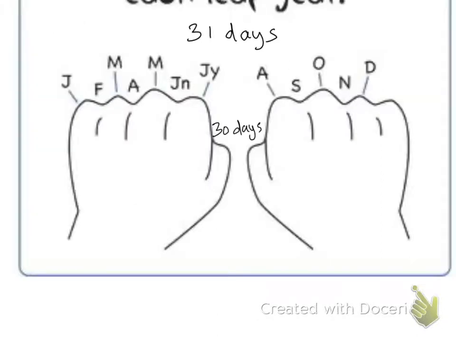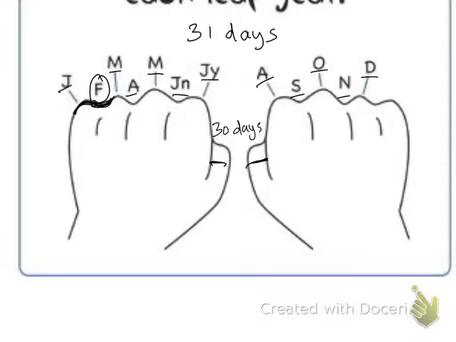Okay, so there's a way to show how many days there are in a month. Hold your fists like I have shown here with your thumbs tucked in. The knuckles, or the high points of your hand, are the months that have 31 days. So that's January, March, May, July, August, October, and December. The months in between, the little divots between your knuckles, are the ones that have 30 days, except for February. February, of course, doesn't have 30 days, but April, June, September, and November do.